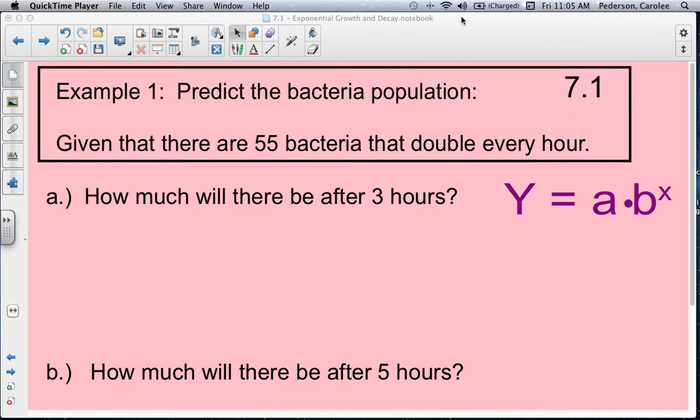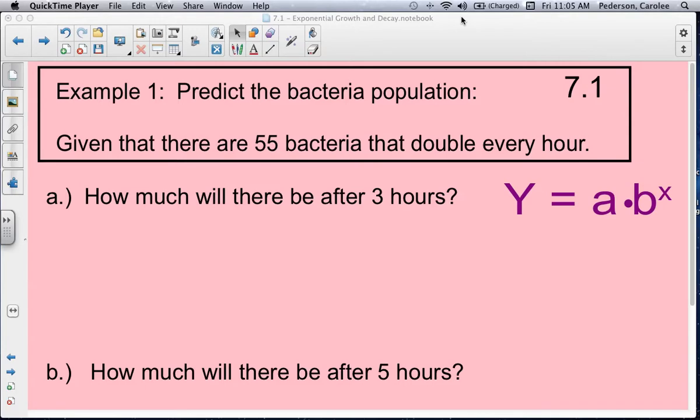This is 7.1, part 2. Now we're going to get into an application problem. Let's pretend we have some bacteria that we're watching. And we're given that we have 55 bacteria in our Petri dish. We want it to double every hour. And our first question is, how much bacteria will be in our dish after 3 hours?